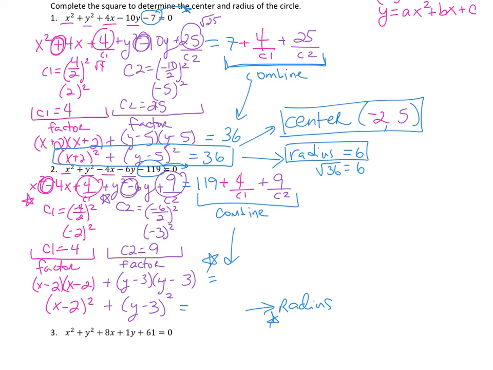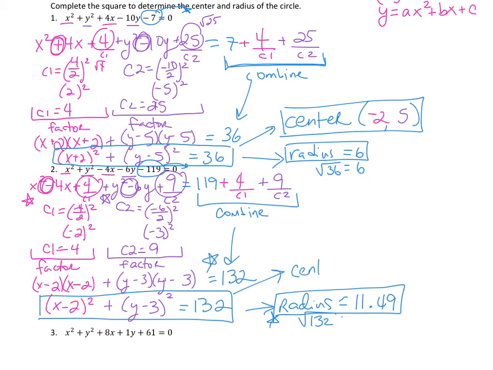Your number on the other side, when you add all those together, so 119 plus 4 plus 9, should be 132. And then for the radius, you have to take the square root of 132, and it's not a perfect square. So what it comes out to be is 11.49 would be our radius.